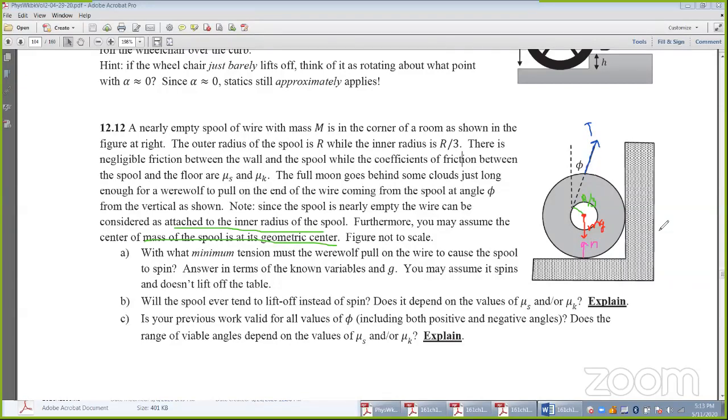Now, before we look at the solution, and maybe if you did, it's not a big deal, try to think: which way is friction pointing at the bottom? And remember, we're trying to find the minimum tension the werewolf is going to pull to cause the spool to spin. Again, I'm reading the problem right now. It says minimum tension to cause it to spin. If we want it to spin, think which way friction is pointing. If you pull upwards like that, which way is it going to spin? Clockwise or counterclockwise, and then think which way friction points to oppose that.